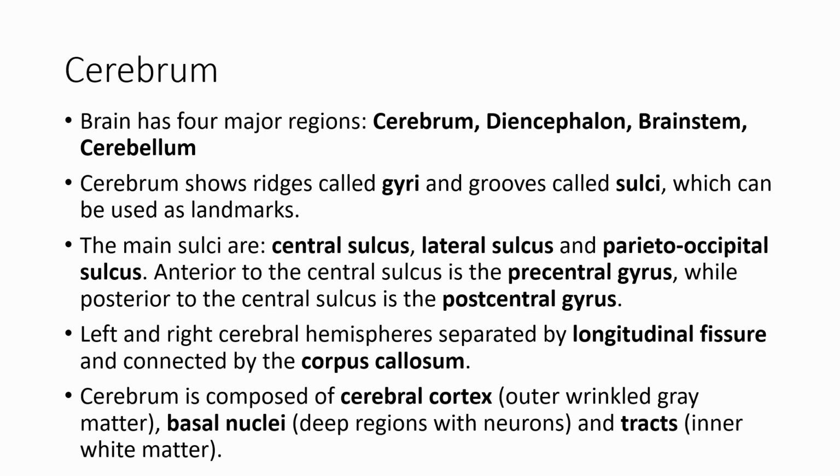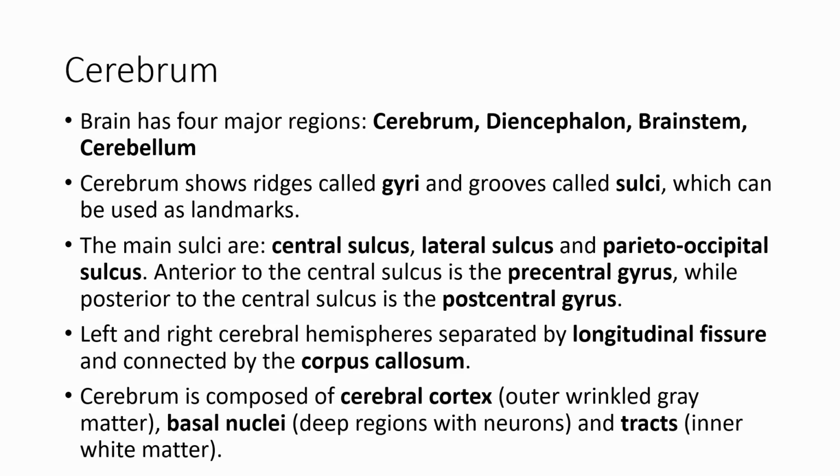The ridges, so the raised parts, are called gyri, or gyrus if we're talking singular, and the grooves, so the little divots inward, are called sulci, or sulcus if we're talking about one. And we can use these as landmarks. There's specific ones that help us separate out different regions in the cerebrum. And so there's a few main sulci in this case.